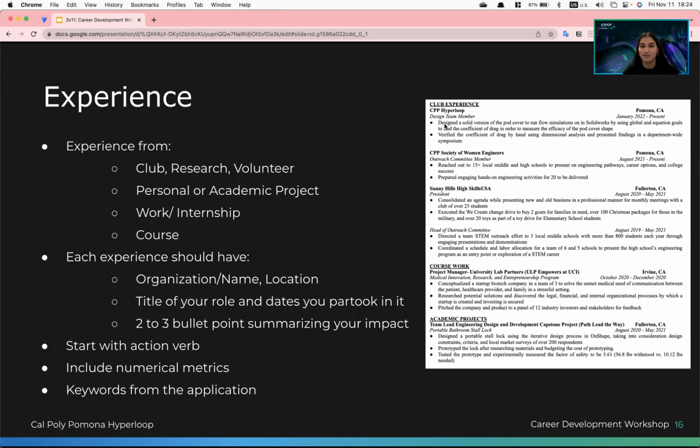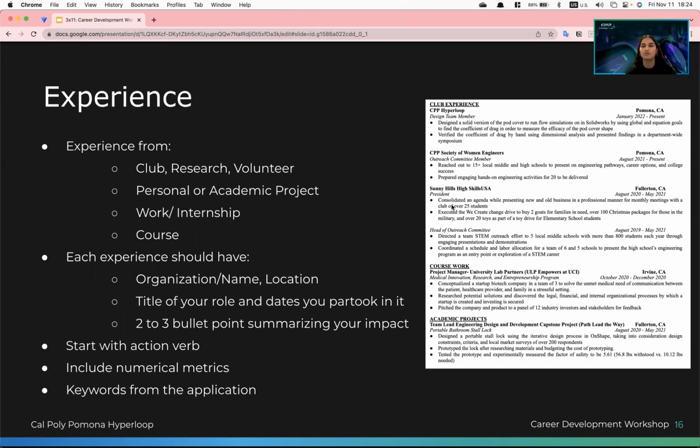Every bullet point starts with a verb and it's in past tense. So designed, verify, reached, prepared, consolidated, executed, and so on. But for action verbs, don't use a thesaurus and put words that someone wouldn't know what they mean, because that would just make your resume harder to read. We want resumes to be easy to read and effectively communicating what you have done. If you use a very complicated word and someone doesn't know what that means, that might hurt you more than help you.